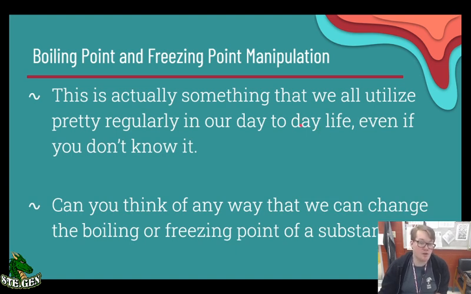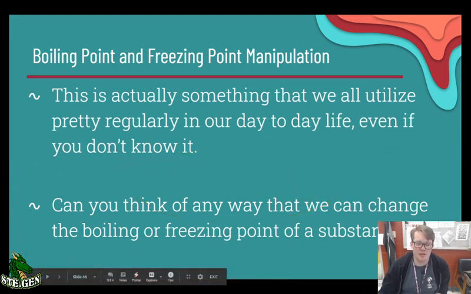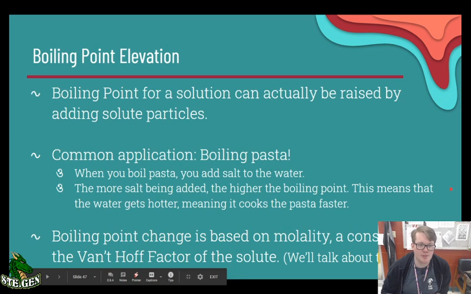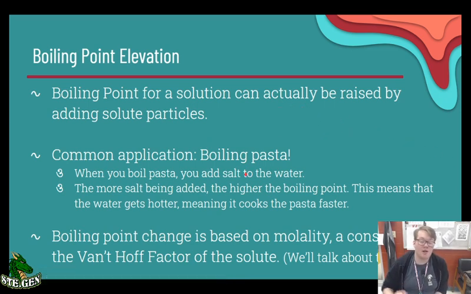This is something we utilize pretty regularly in our day-to-day life, even if you don't realize it. If you think about it, you can probably come up with ways that we try to change boiling points or freezing points. The examples I usually go back to are, number one, we put salt on the roads. You may not realize it, but when you put salt on the roads, you're actually making the freezing point of the water change. You're trying to lower the freezing point so it won't necessarily freeze and ice over.